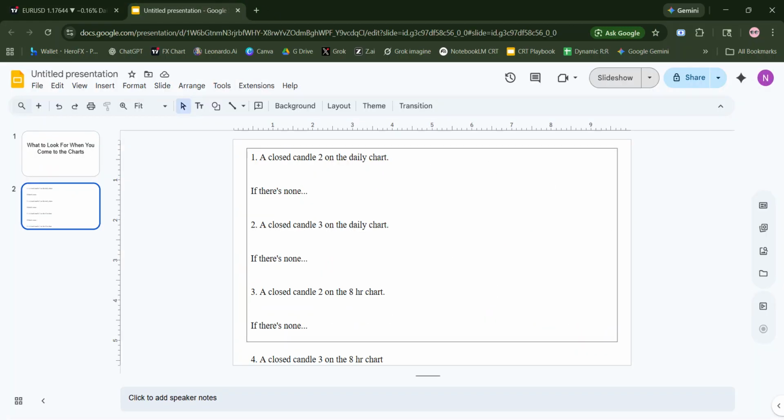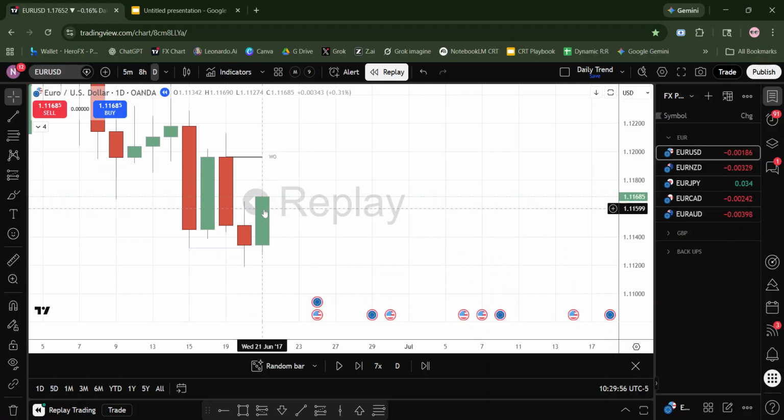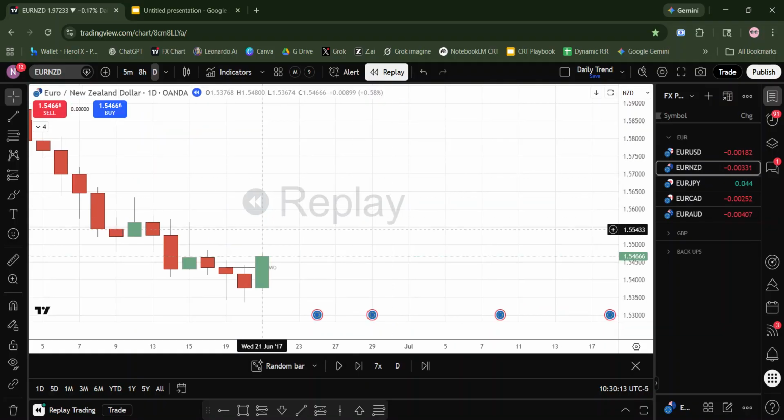So what did I say? The first thing I look for is candle 2 on the daily chart. This is Wednesday, right? Is this a candle 2? No, it looks like candle 2. You've got an imperfect candle range theory right here, where you've got the low of the week, and then it looks like a candle 3 right here. So this was candle 2, kind of, sort of, but this is not that. So I'm going to set that to the side. Is this a candle 2 on Euro New Zealand? No.